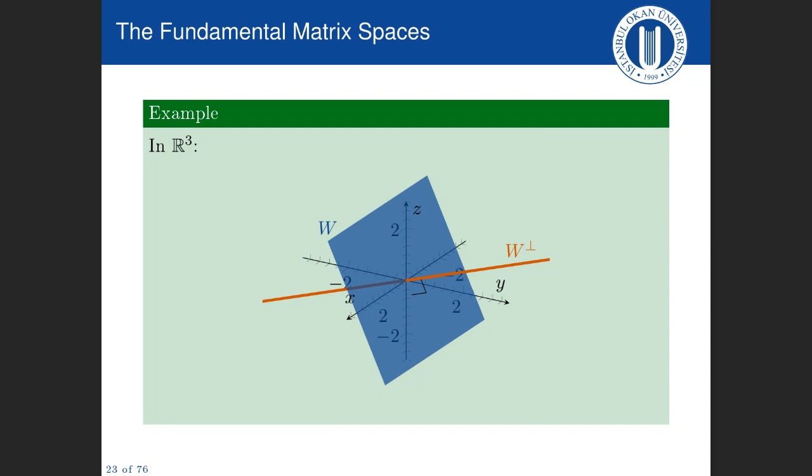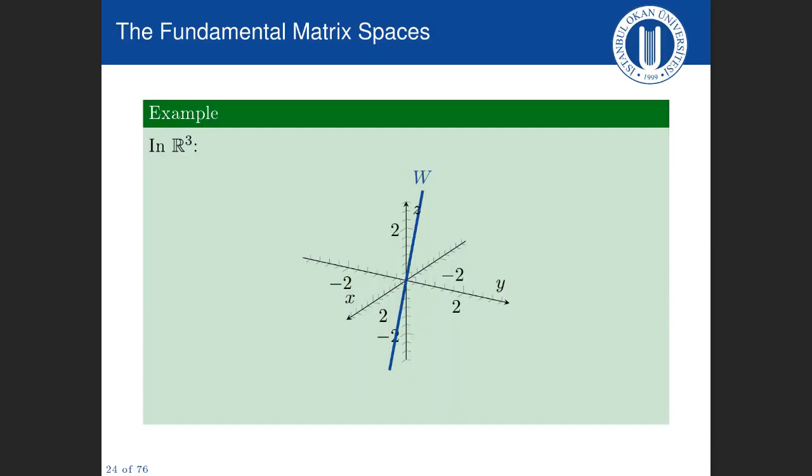Or one more example. If our subspace W is a line passing through the origin, then its orthogonal complement, so all of the vectors which are orthogonal to this line, is going to look like this. It's going to be a plane passing through the origin, which is normal to or orthogonal to the line.